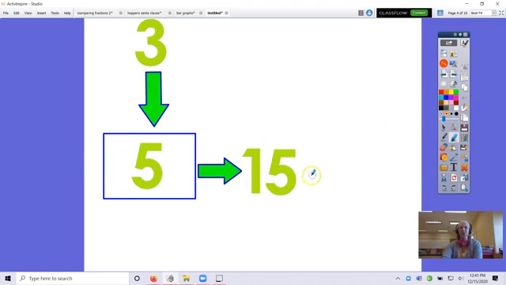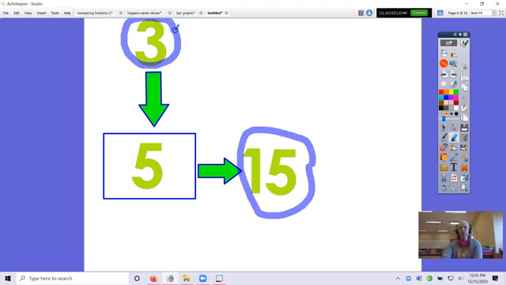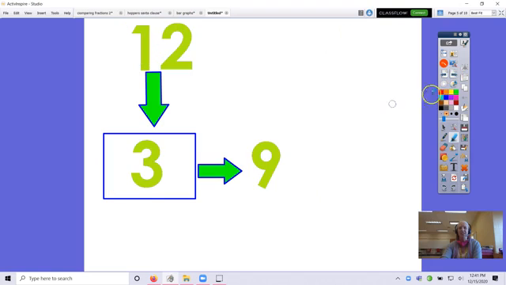Let's try another one. I ended with 15. I started with 3. How did I get to 15? Did I add 5, subtract 5, or multiply 5? If you chose multiply, you are exactly correct.